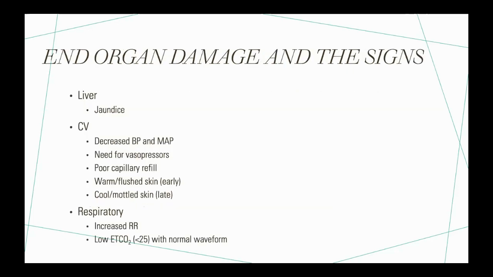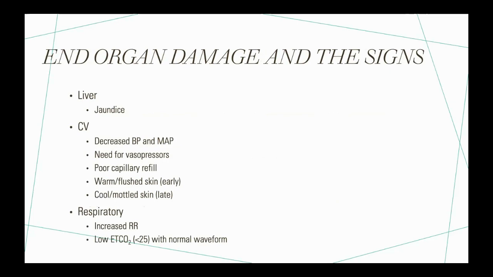So the end organ damage that you hear with sepsis and septic shock, the big things we're going to be looking at here, I categorize the different organ systems and the different major organs that we're going to be seeing. So with liver, we can see some jaundice. Cardiovascular, that's going to be the big one. We're seeing decreased blood pressures, poor capillary refill, and skin changes. Respiratory, we're going to see increased respiratory rate.